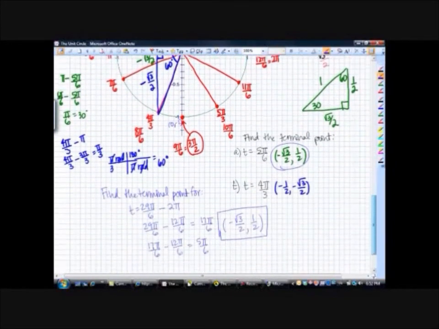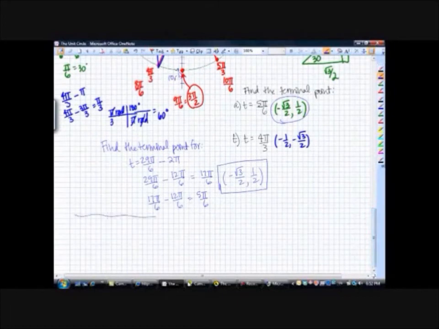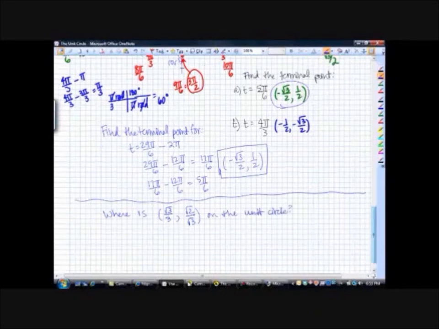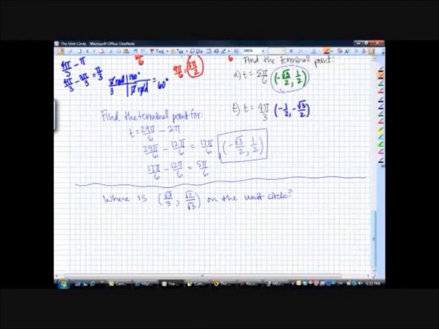Last thing I want to talk about is a couple of questions in the beginning of your homework you'll see are a little bit different, and I want to give you an idea of what they're asking. One question asks, where is the point root 3 over 3, comma, root 2 over root 3 on the unit circle? Actually the question should be, is the point on the unit circle? And then we're going to ask where it is.